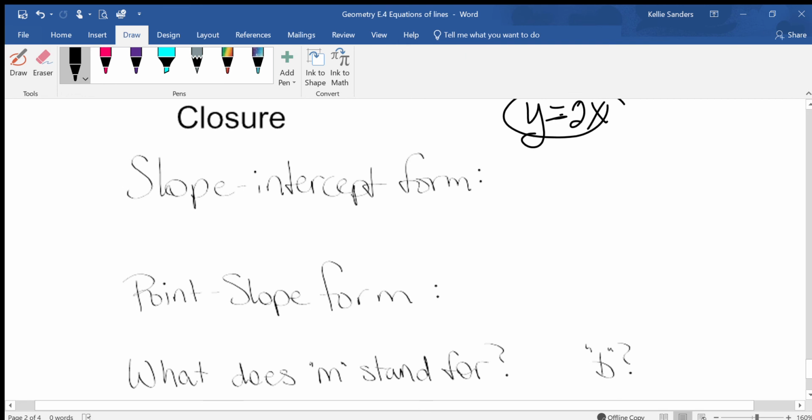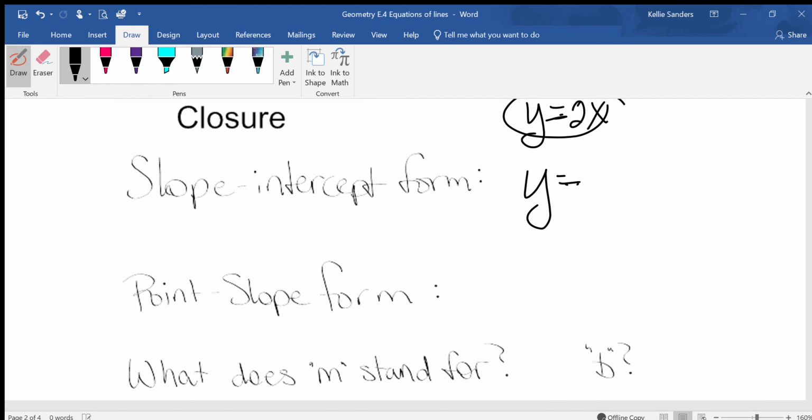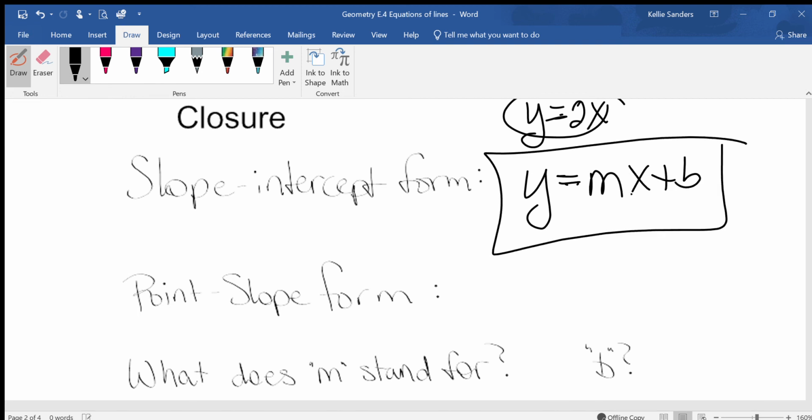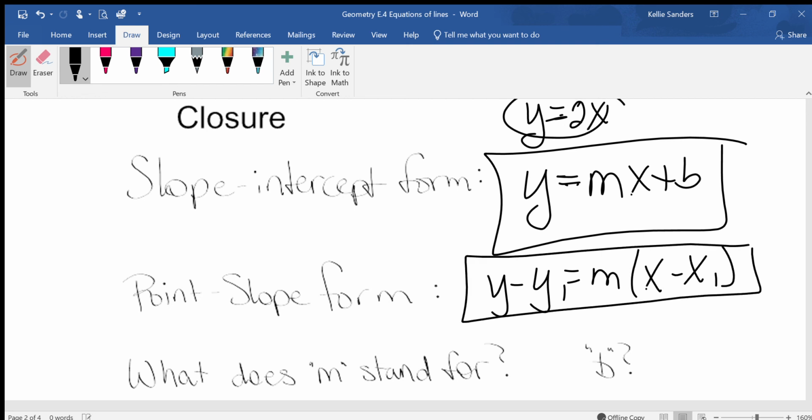A little bit of closure because there's a lot of information there. What is slope-intercept form? Y equals mx plus b. That's right. And in point slope form, y minus y1 equals m times x minus x1. You are so smart for knowing that. What does m stand for? Slope. What does b stand for? Y-intercept. You're going to do great on this lesson.